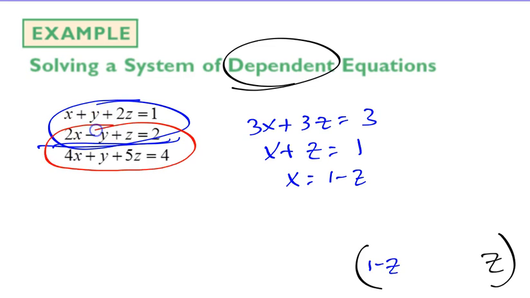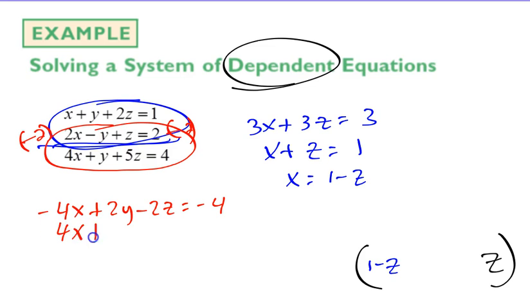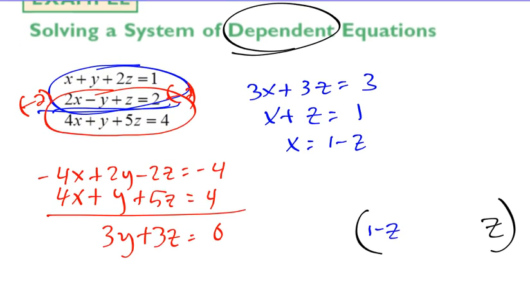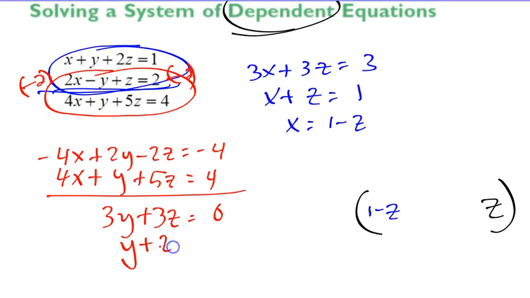I'll go back and eliminate the x's so I can solve for my y's. To eliminate the x, I'm going to multiply the second equation through by negative 2. So negative 4x plus 2y minus 2z is equal to negative 4. I'll just keep the third equation the same, and I'll add. 3y plus 3z is equal to 0. This means that if I divide through by 3, y plus z is equal to 0. And then solving for y, I'll just get negative z.